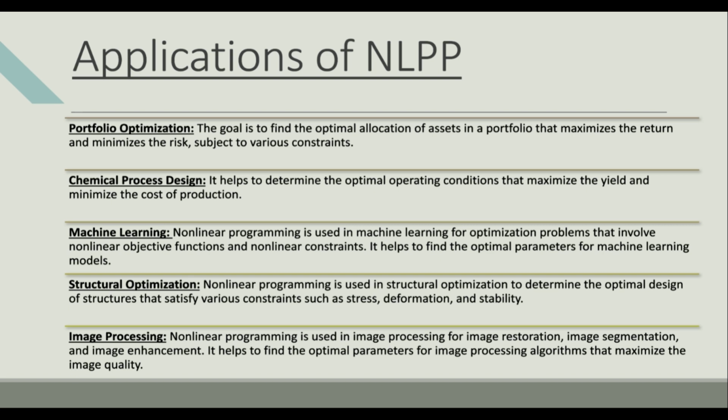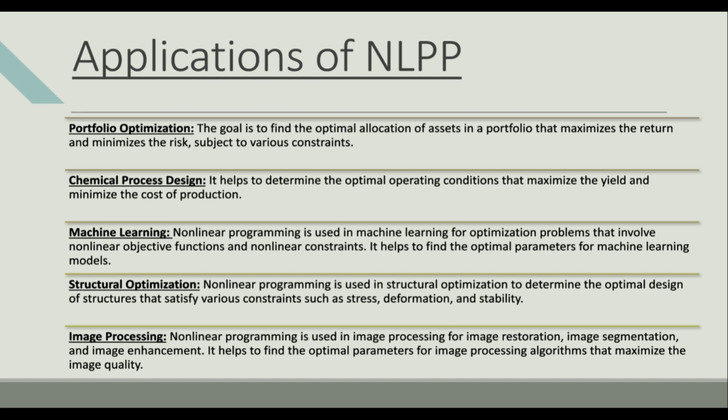Applications of nonlinear programming problems. Portfolio optimization: the goal is to find the optimal allocation of assets in a portfolio that maximizes the return and minimizes the risk, subject to various conditions. Second, chemical process design: it helps to determine the optimal operating conditions that maximize the yield and minimize the cost of production.